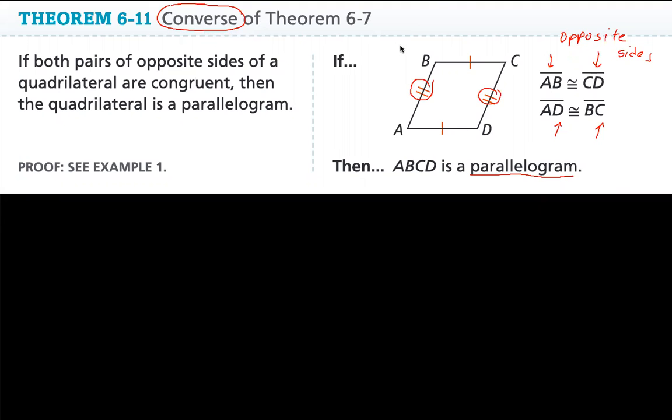If you remember how I get the converse, now the hypothesis is not going to be the fact that it is a parallelogram. The hypothesis is going to be that if opposite sides are congruent, then that is a parallelogram. So we are switching hypothesis and conclusion.